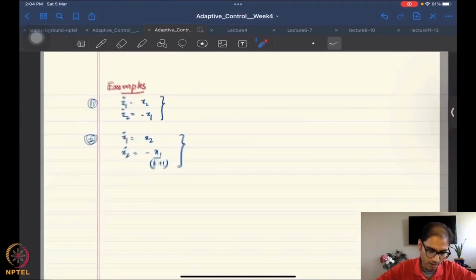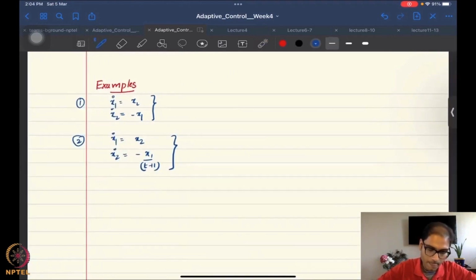So the first one that's already written out here is x1 dot is x2, x2 dot is minus x1. Do you know what this system is? This is what is called a simple harmonic oscillator.